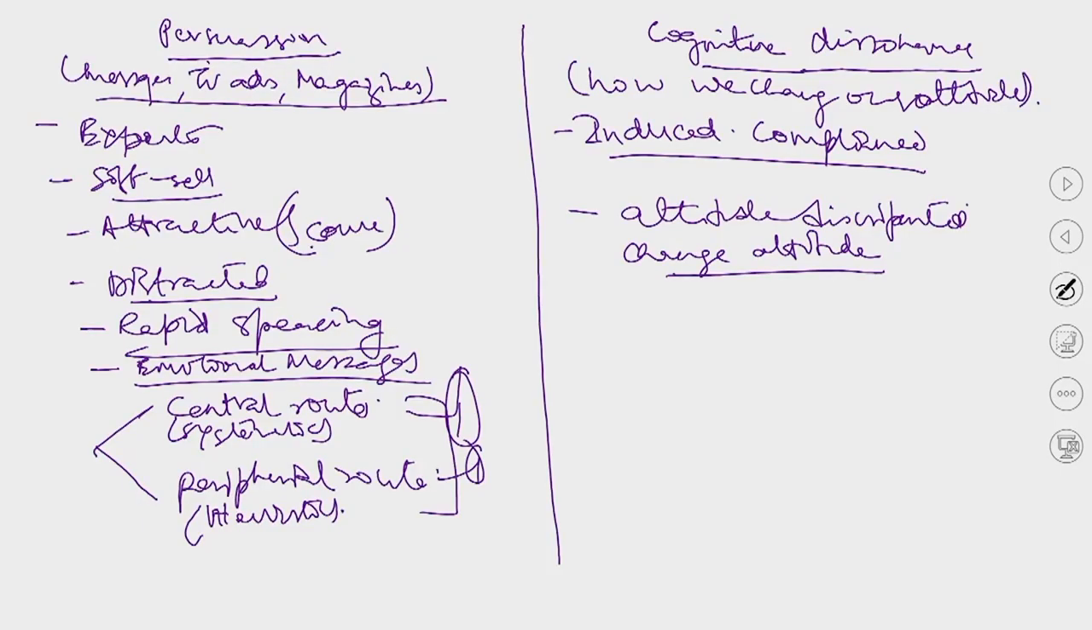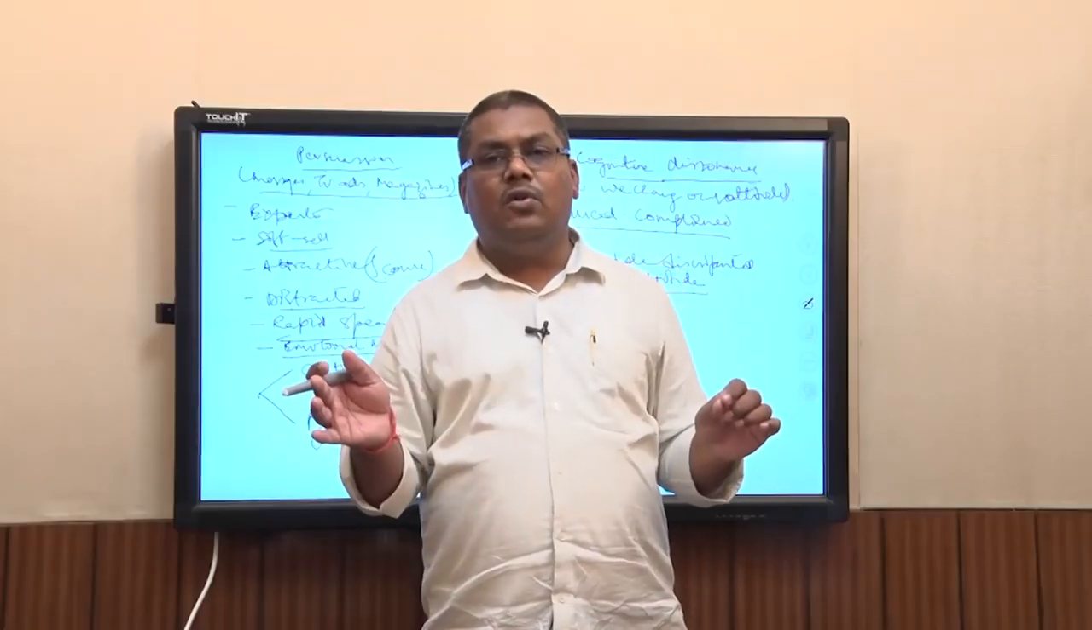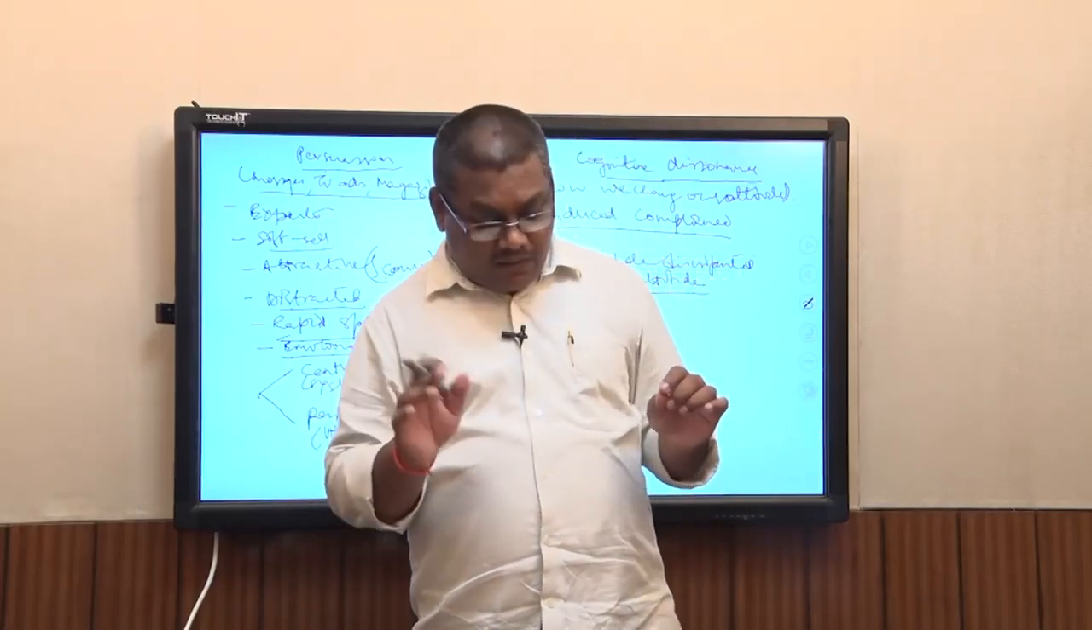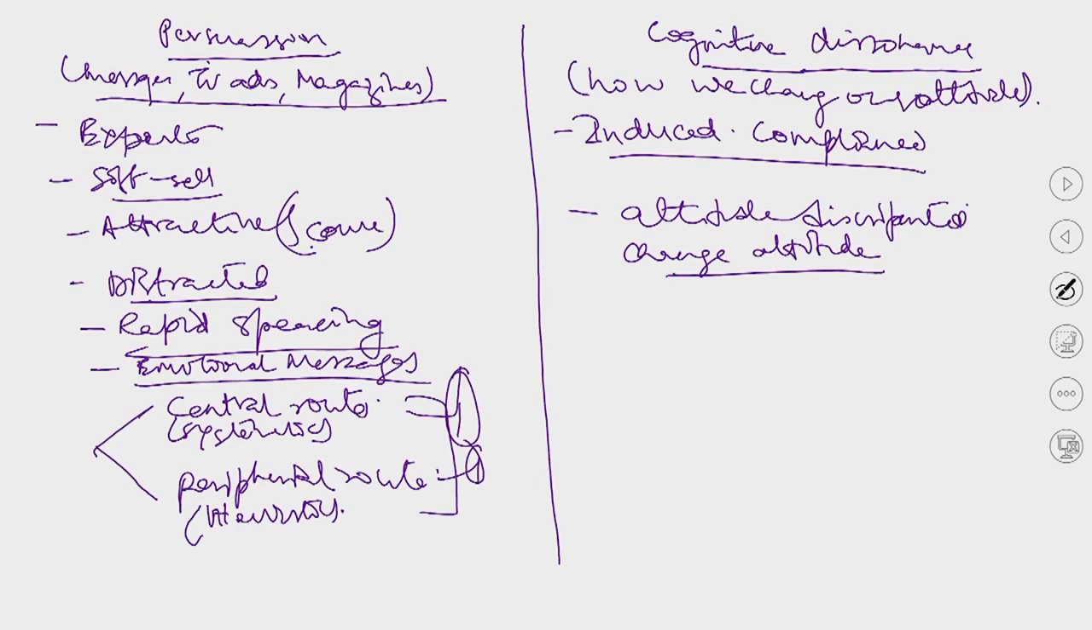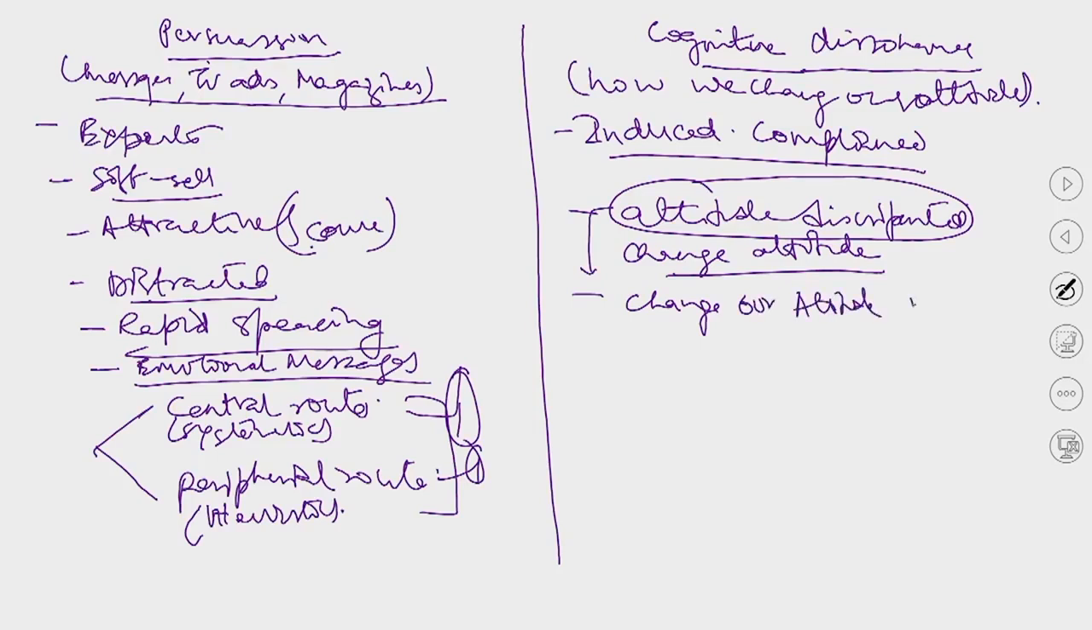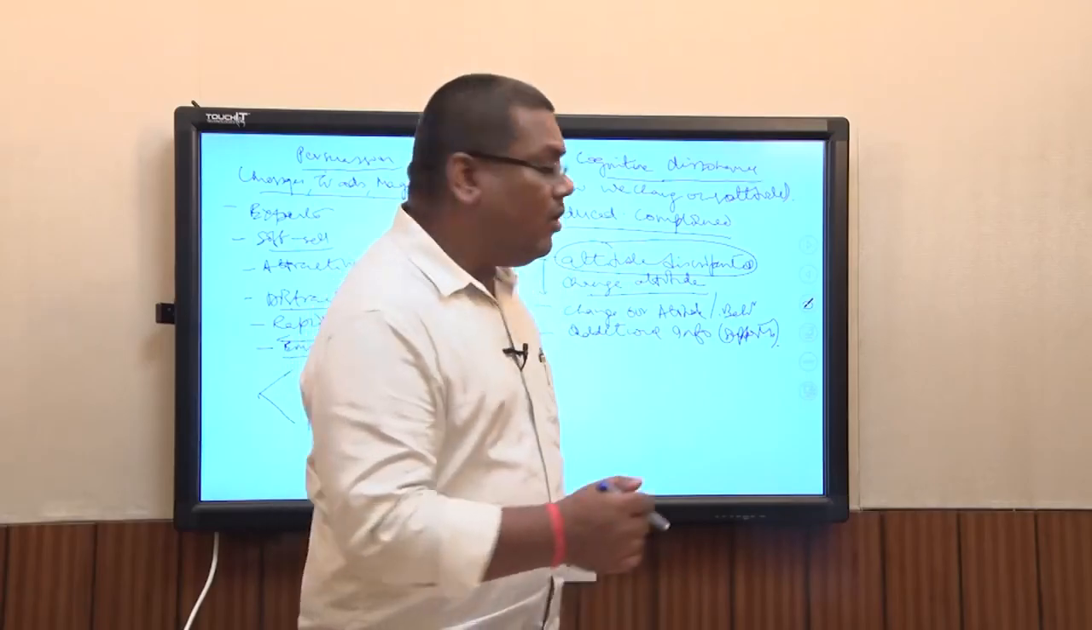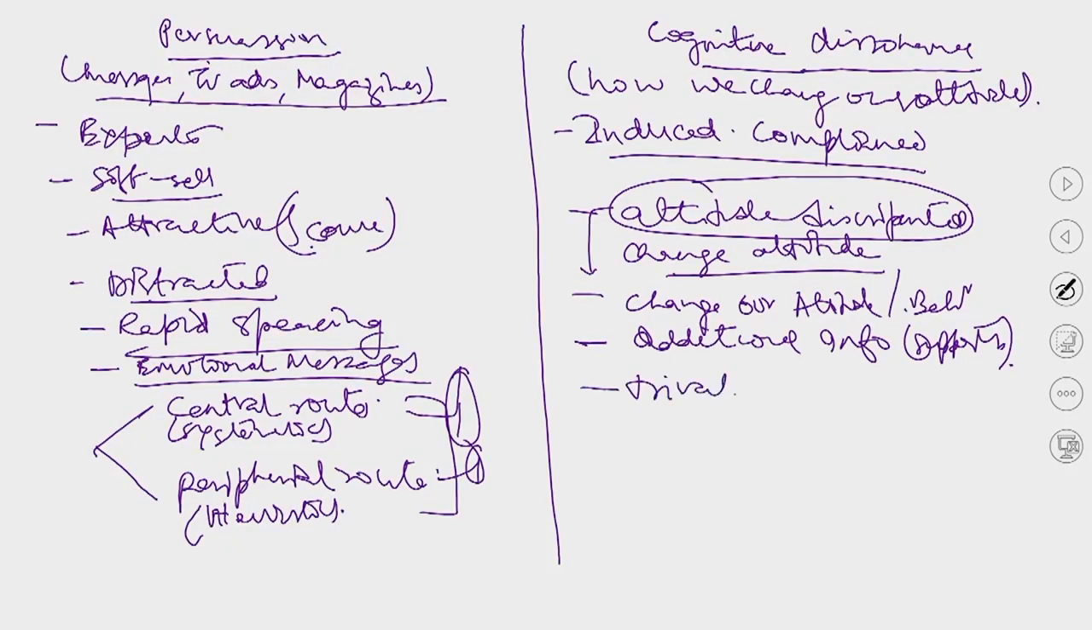It refers to the feeling we experience when we notice a gap between two attitudes that we hold, or an attitude and a behavior that we are doing. So, how do we solve it? Once we are into this attitude discrepancy, we either change our attitude or behavior, first thing. Next, we look for additional information which supports the attitude that we are holding. Or we can trivialize the matter.